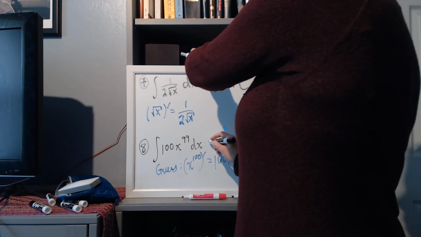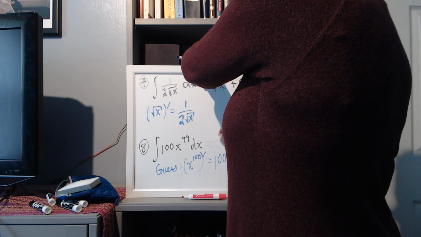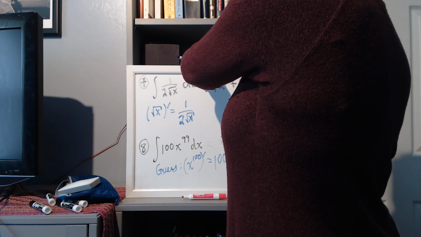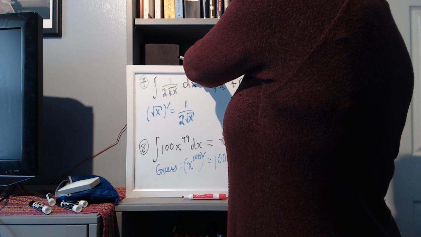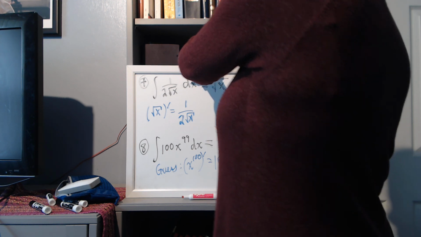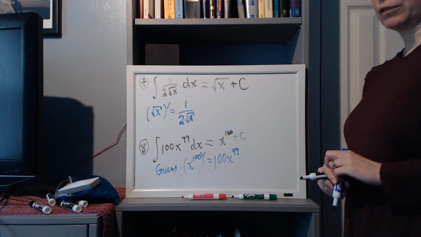So the antiderivative we're looking for here is x to the 100 plus c. There you go. The marker's not working very well. And that's our first set of examples.